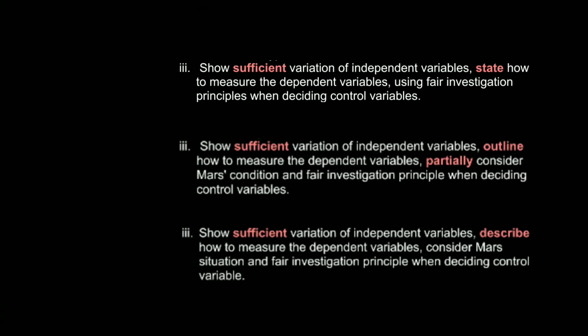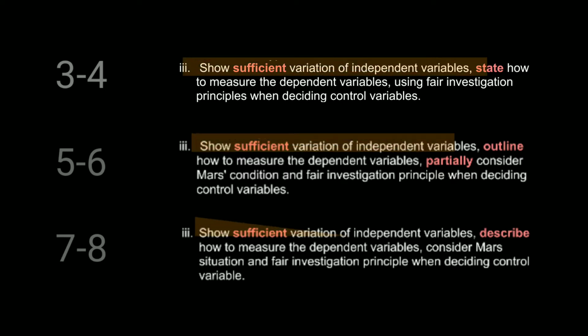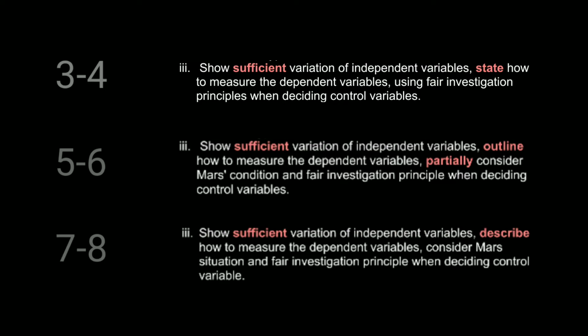Let's take a look at more examples. Here we have B3 at 3 different levels of achievement. In the first sentence, we can see that all 3 show the same clarification: show sufficient variation of the independent variable. The number of sufficient variations of the independent variable is 3 variations.